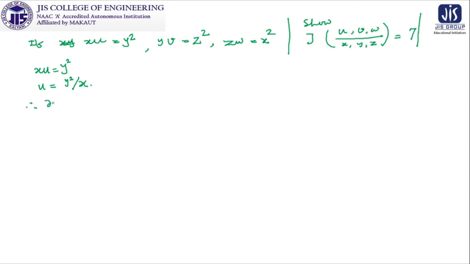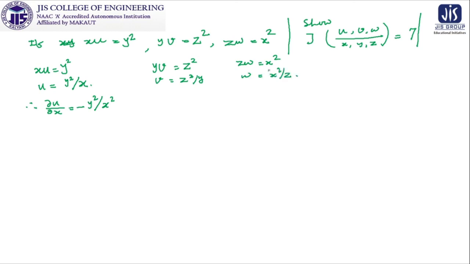So we can write ∂u/∂x will be minus y square by x square, because y square will be treated as a constant. 1 by x after partial differentiation with respect to x will be minus 1 by x square. We can write it in this manner. In a similar way, you can write yv is equal to z square. That means v is equal to z square by y, and zw is equal to x square. So w is equal to x square by z.